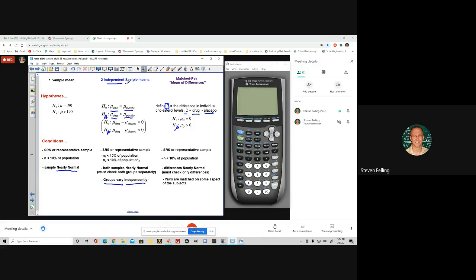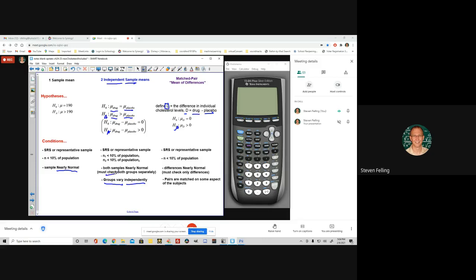So if we're doing an independent sample test, you have to believe that the variation in the drug group and the variation in the placebo group are not connected in some way. Okay, if we have a matched pairs test, we have an SRS, a representative sample, for the differences, right? We have the data in the differences. So the pairs have to be representative of the population, and the sample size of pairs, which will just be n, has to be less than 10% of that population. And we just check the differences.